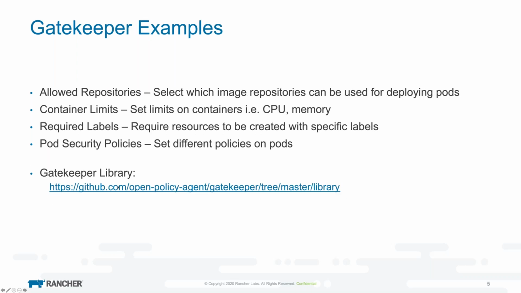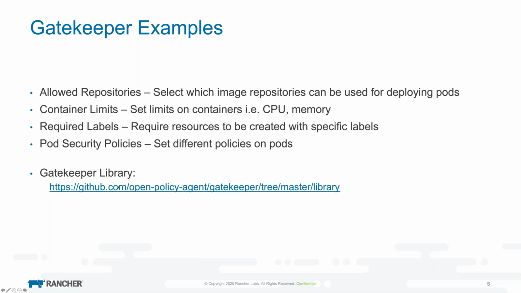So, a couple of Gatekeeper examples that I have up here. Gatekeeper itself has a lot of templates already listed. The templates, I will admit, are a little tricky to set up, so they've already created a bunch of templates that are really useful. The one example we're going to go through is allowed repository, being able to select which image you want for deploying pods. And it doesn't have to be only pods; I think it can apply to other resources.